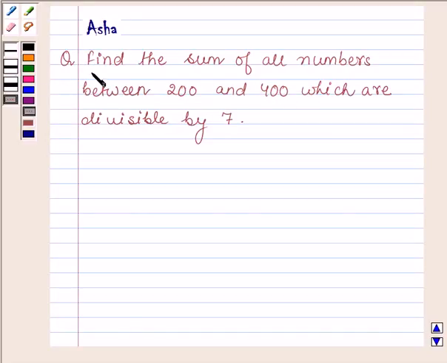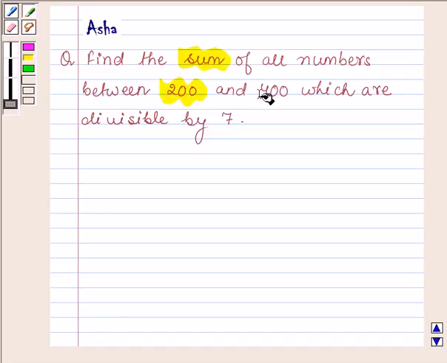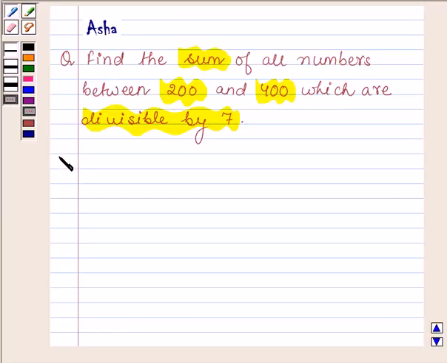Let us solve the following question which says, find the sum of all the numbers between 200 and 400 which are divisible by 7. Let's now begin with the solution.